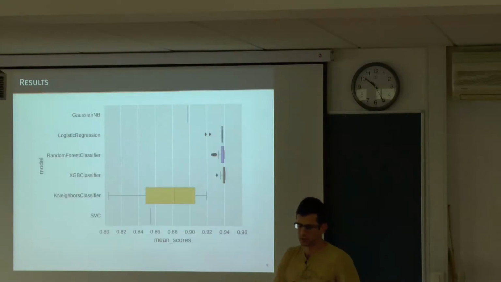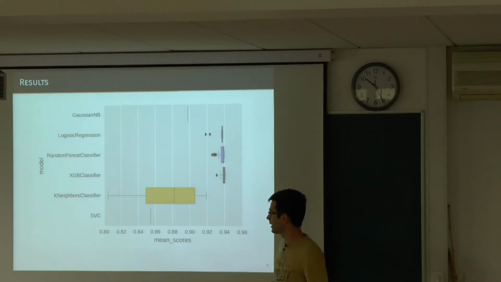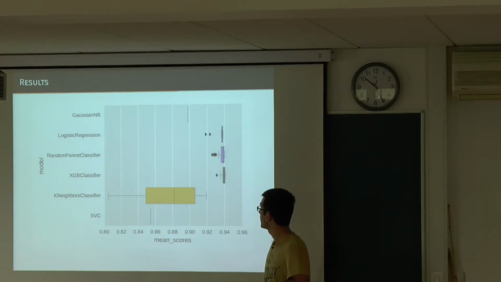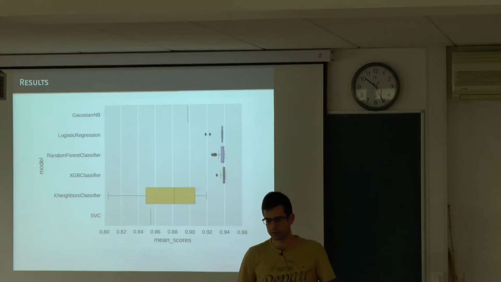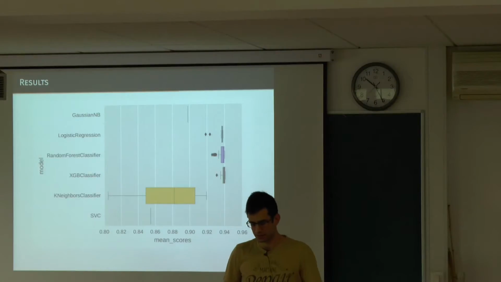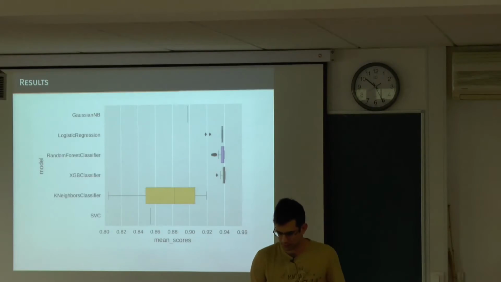Quickly about the results, which are not the main point, but still. So the gradient boosting classifier performed best, but not far behind was the logistic regression with the right parameters. And this was actually the one we have chosen to implement in production, because the logistic regression is much more explainable than the gradient boosting classifier.